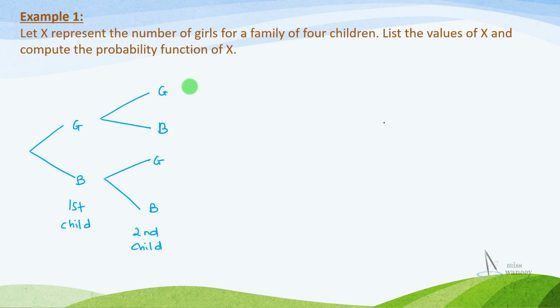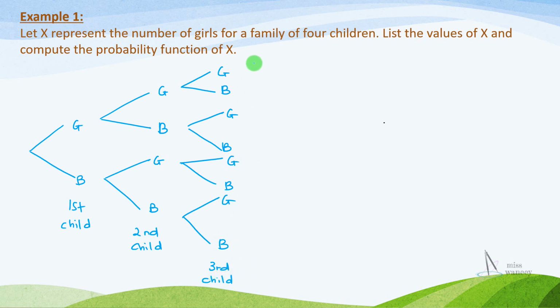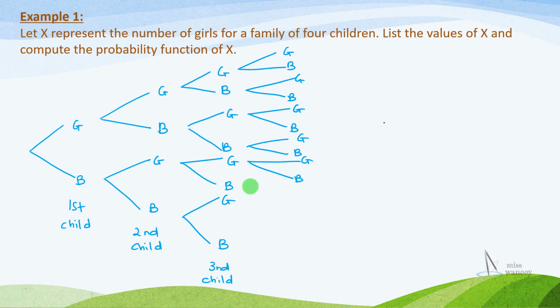And then of course you have the third child, so again a girl or a boy. Since we have 4 children, we need one more. So G, B for each branch, and this is the fourth child.